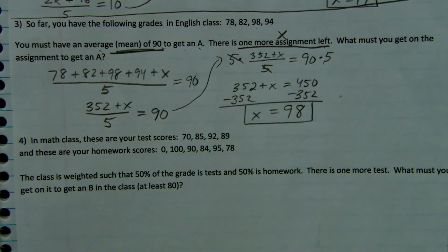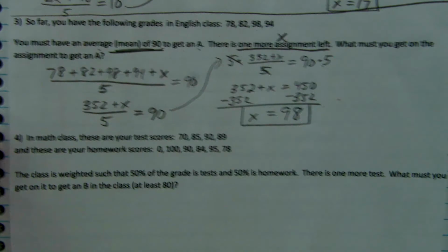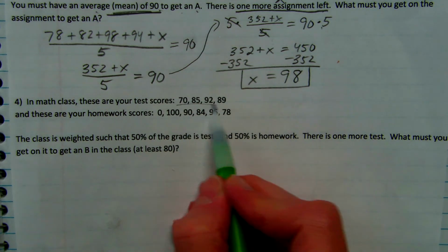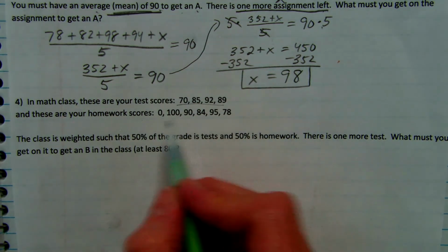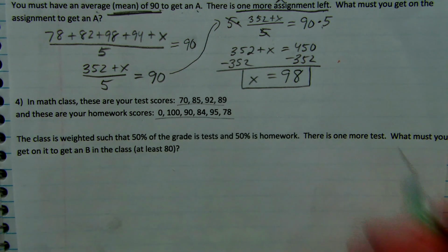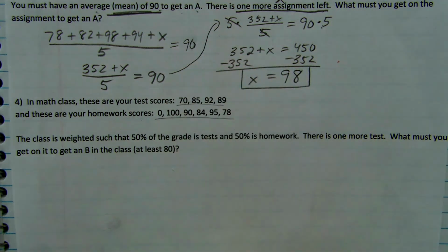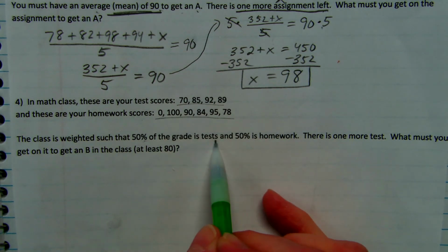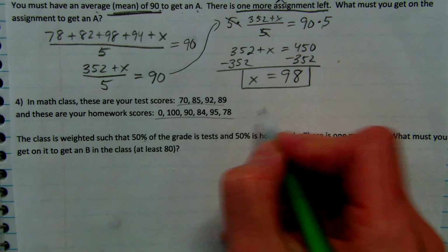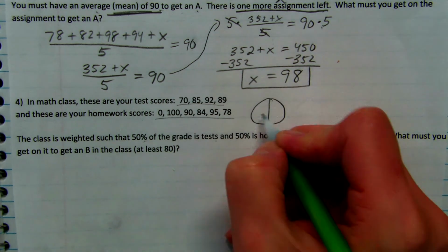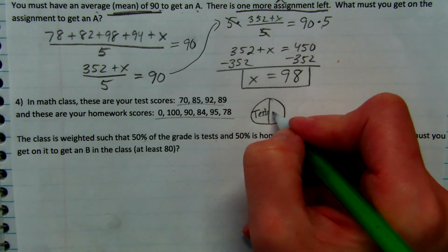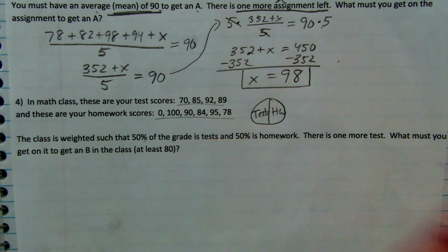Okay, now here's one that's weighted that I forgot was on here. In math class, these are your test scores right here. These are your homework scores right here. Probably a couple of these, in my class, would be like your notebook and your binder. But anyway, the class is weighted such that 50% of the grade is tests and 50% is homework. So half of it is tests, and your notebook is in there. And then this side is homework.